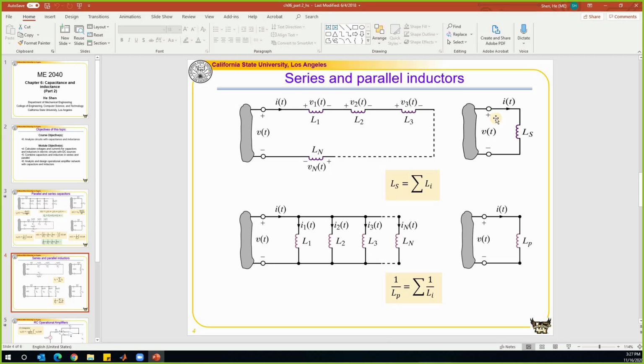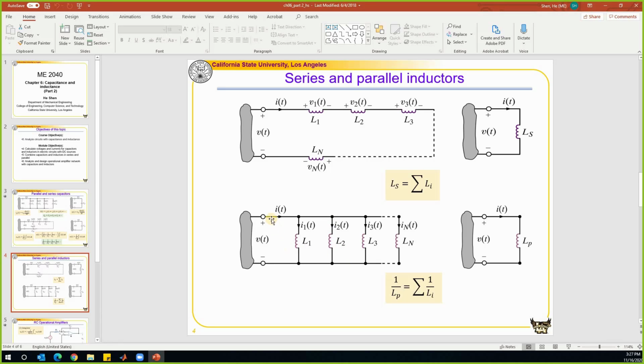And then we can add them all together. And at the same time, we can calculate the voltage drop from its equivalent network, which is equal to Ls times di/dt. So di/dt on both sides will be cancelled. So we find Ls is equal to the summation of Li. Let's look at the second case when we have inductors placed in parallel.